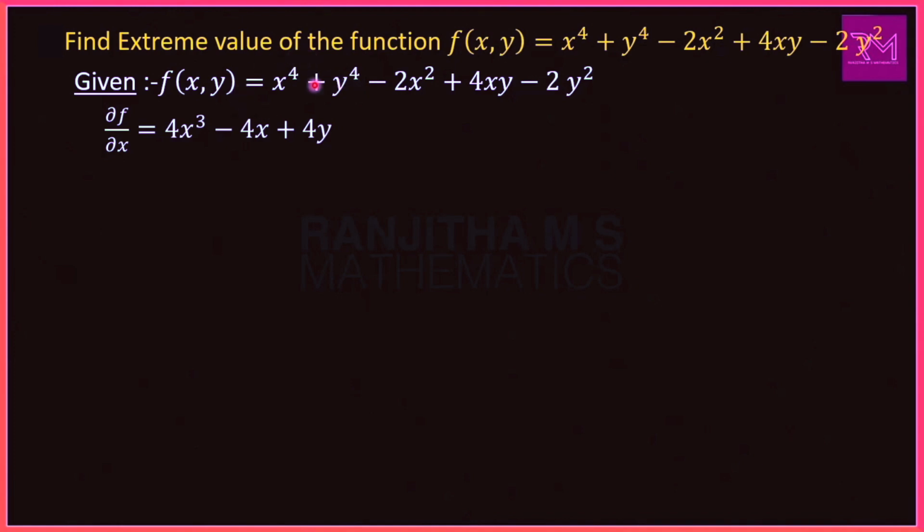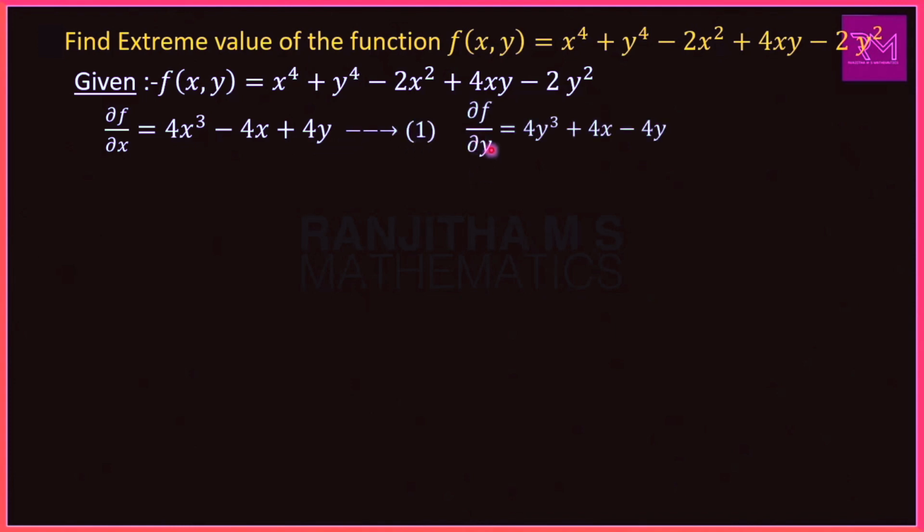Here differentiation of x power 4 is 4x cube. Here this is 0. The differentiation of minus 2x square is minus 4x. Plus here differentiation of 4xy, here 4y is constant as it is, into differentiation of x is 1, hence we get 4y. Here this value becomes 0, hence we get del f by del x value as 4x cube minus 4x plus 4y. Consider this function as equation number 1.